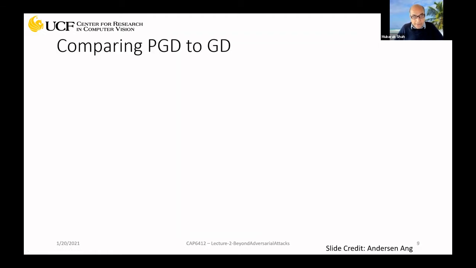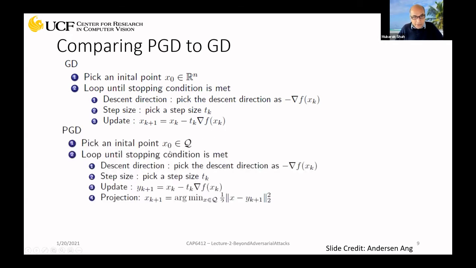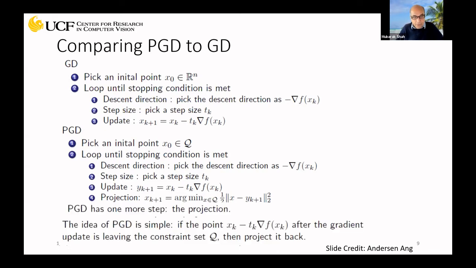Now comparing PGD to GD, as you see, these are the steps. In GD, we start with the initial estimate, we loop, we pick the descent direction, we pick the step size, and we just keep updating like this. And PGD is the same: we start with some initial estimate, which is within the constraint, and then we find a gradient and we iterate, but with this additional step of projection. So that's our PGD method.